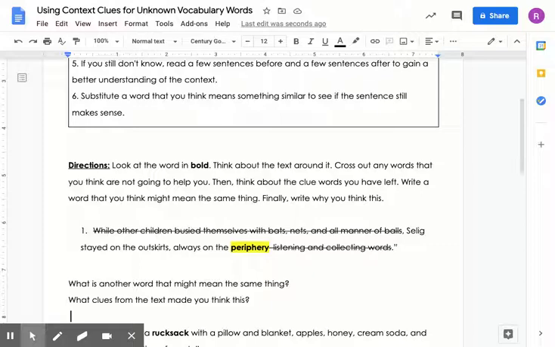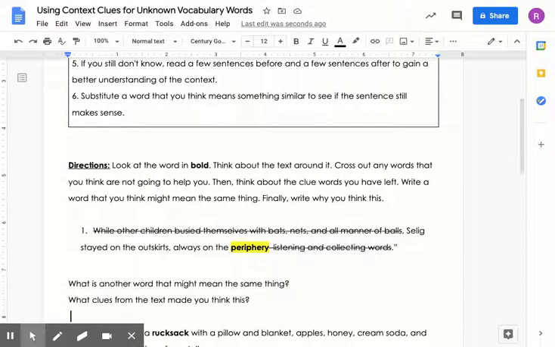And I'm going to activate one more piece of prior knowledge. That word periphery, it sounds a lot like peripheral vision. I know that word. And peripheral vision is the stuff that you can see out of the corner of your eye. It's almost out of your vision, but it's right at the edge. So I'm thinking that far away from the center, on the outskirts, maybe the edge.